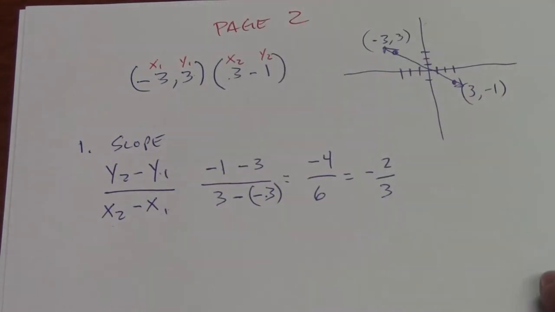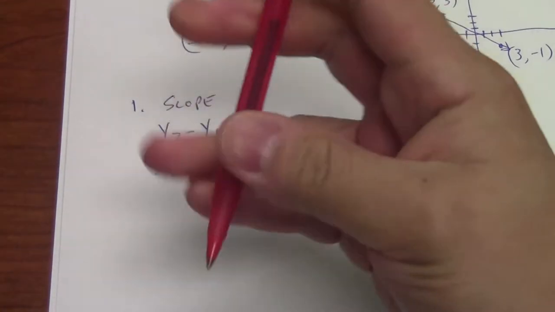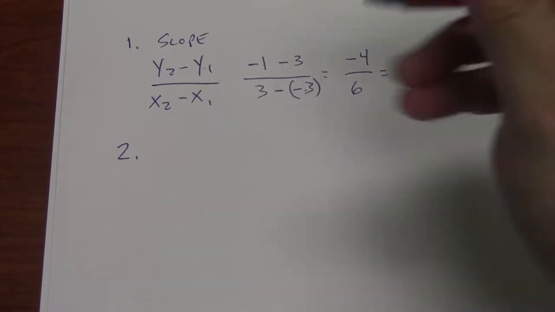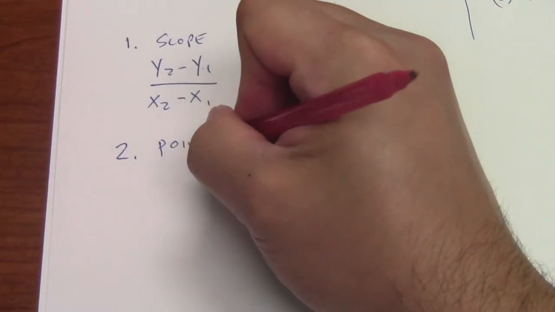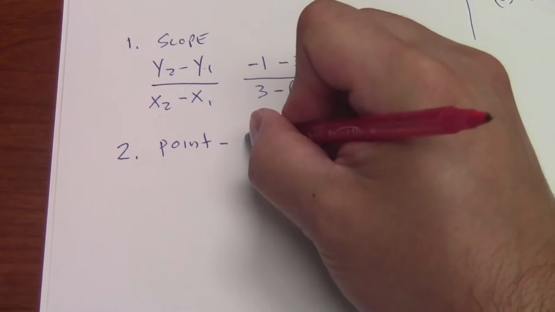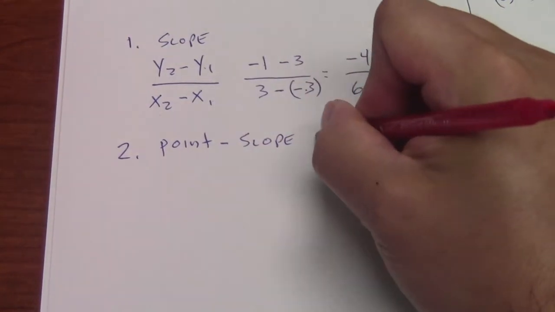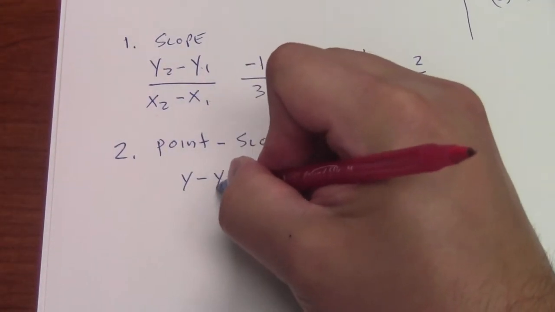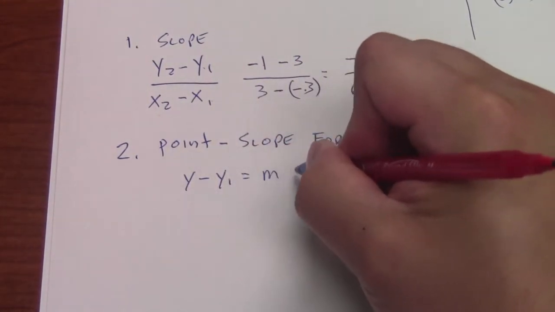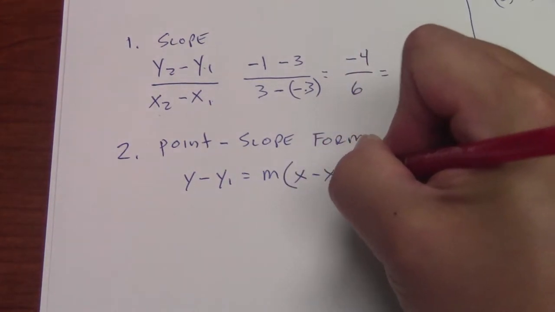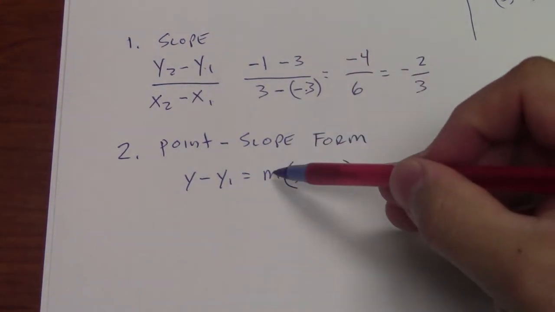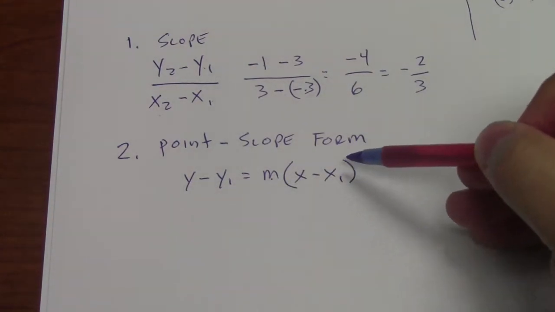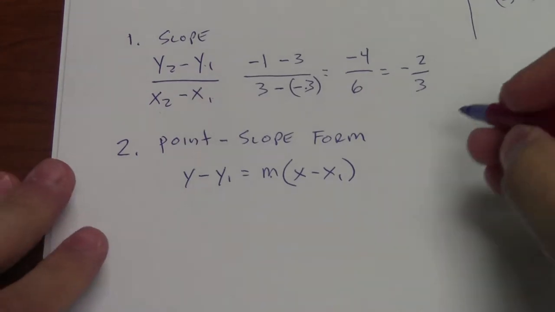All right, so next thing I'm going to do, number 2. Point slope. This is going to actually finish up the answer that they're looking for. Point slope form. That is y minus y1 equals m times x minus x1. We just found m. We know it's this negative 2/3 here, so I can go ahead and plug that in, and then all I'm really looking for is the y-intercept. So let's go ahead and try that.